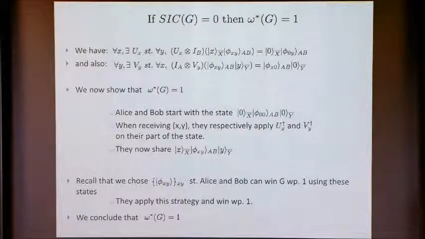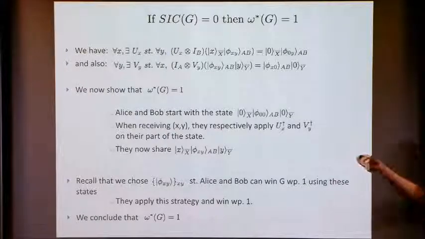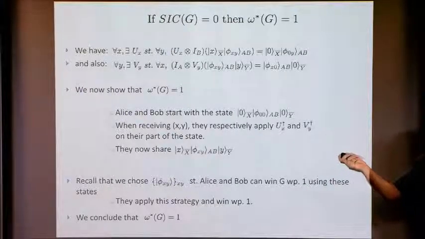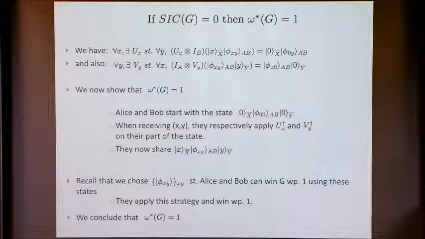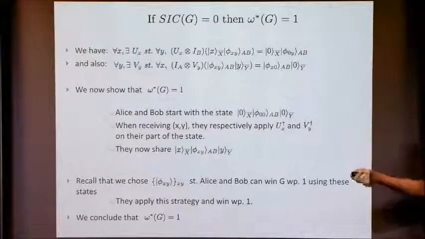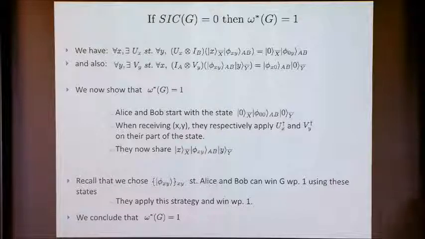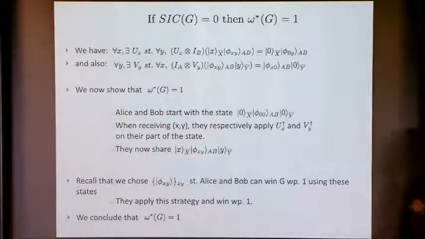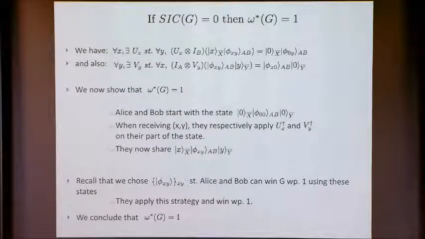So now if we want to construct a strategy for a game, we just do the opposite. They start with phi 0,0, which is independent. They apply Ux dagger and Vy dagger, and they obtain phi xy. And by definition, if they have phi xy, they can win the game with probability 1. So we conclude that the value of the entangled game is 1.